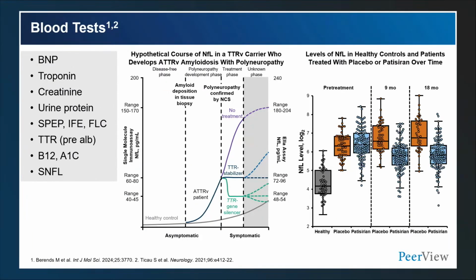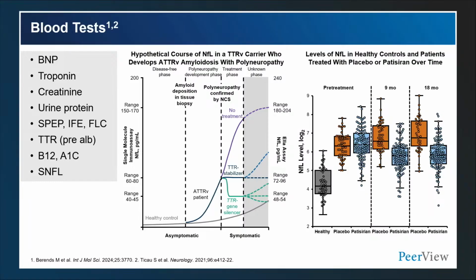So what blood tests are you going to order when someone comes in with a neuropathy, working it up for the first time? I think everyone in this room would probably get your basic B12, A1C, your SPEP immunofixation, serum free light chain to look for AL amyloidosis or other monoclonal gammopathies, and maybe a CBC and a CMP. Other things to think about, so think about cardiac manifestations with BNP and troponin.